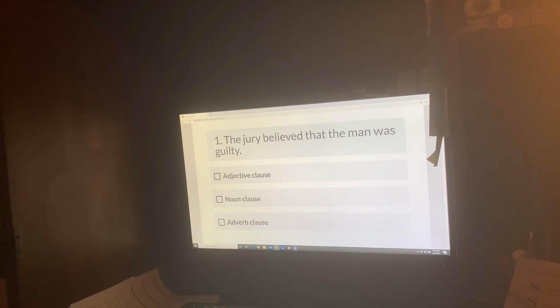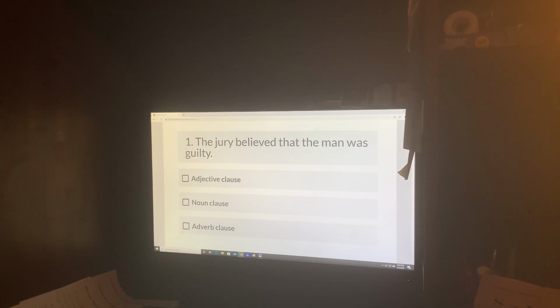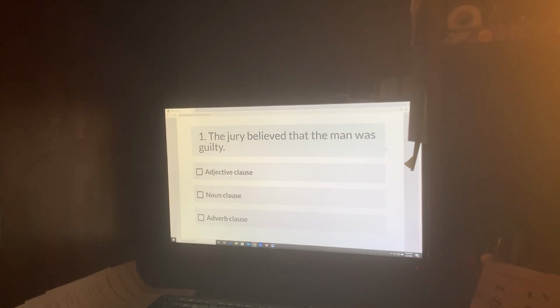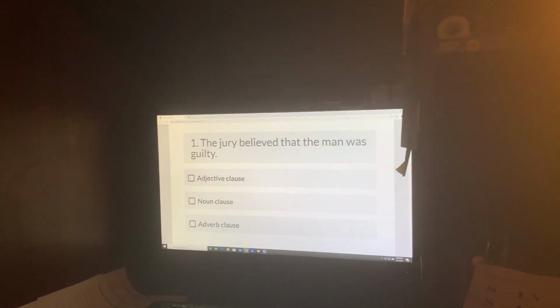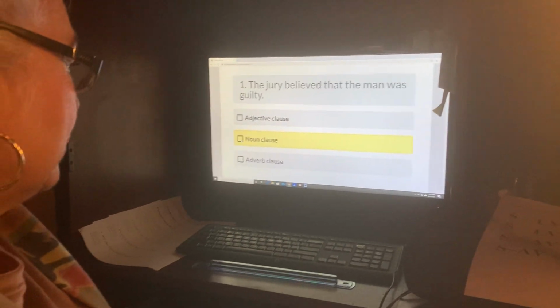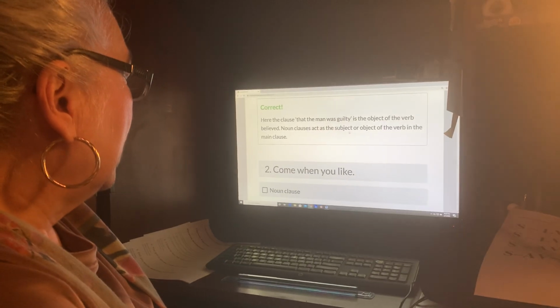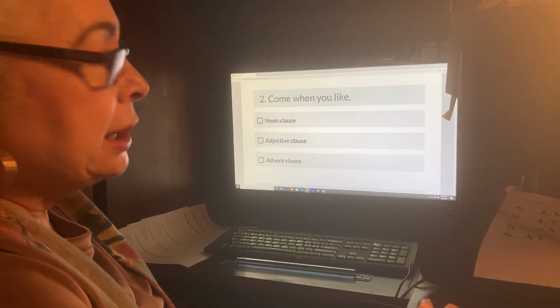The jury believed, jury, AV, jury believed what? That the man was guilty. AV, DO. And a DO has to be a noun clause. The jury believed what? That the man was guilty. Noun clause functioning as direct object has to be a noun clause. Incorrect.